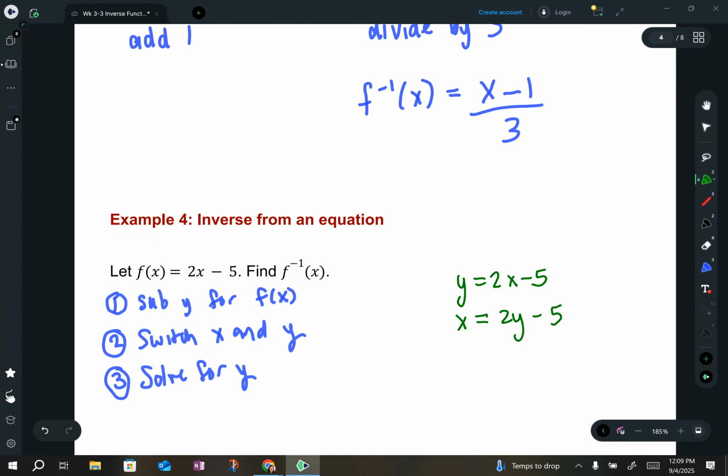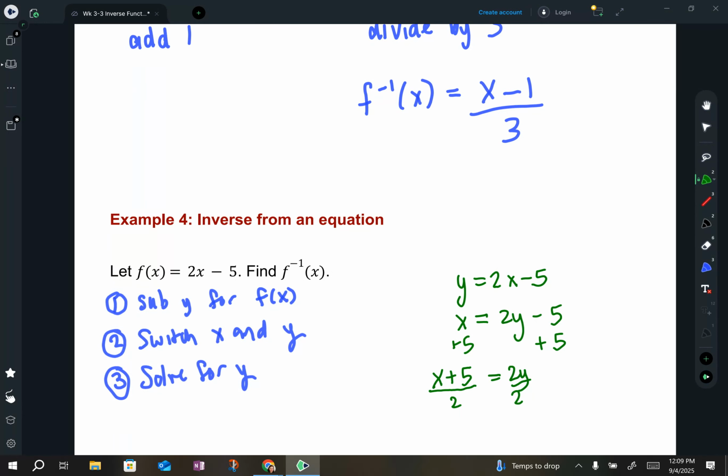So if I look at this equation, I want to solve it for y. Well, the first thing I'm going to do is add 5 because that's what my undo operations tell me to do. So x plus 5 equals 2y. And then to completely isolate y, I'm going to divide both sides by 2. And this gives me y equals (x plus 5) over 2.